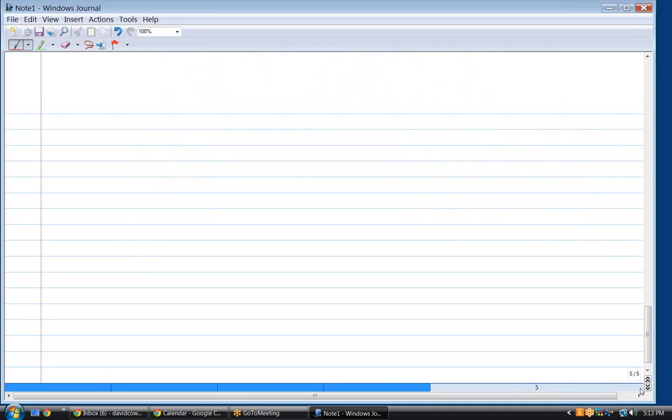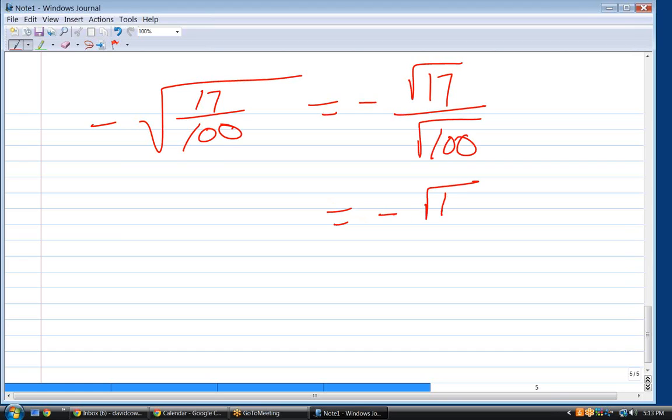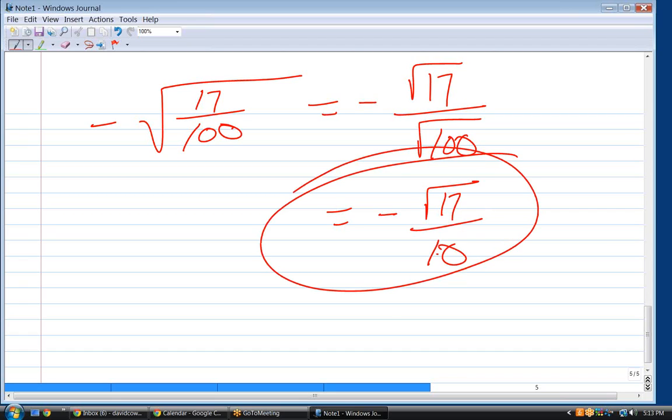Alright. So then after that, it's kind of a similar problem, except it's negative square root of 17 over 100. Like that? Yes. Okay. Break it down. So negative square root of 17 over square root of 100. Which one of those turns into a number? 100, so that would be 10. And the minus sign doesn't go anywhere. And negative root 17 over 10. That's the answer.